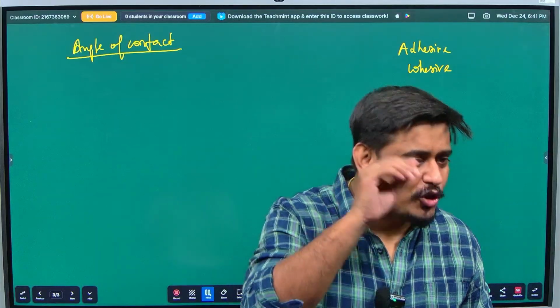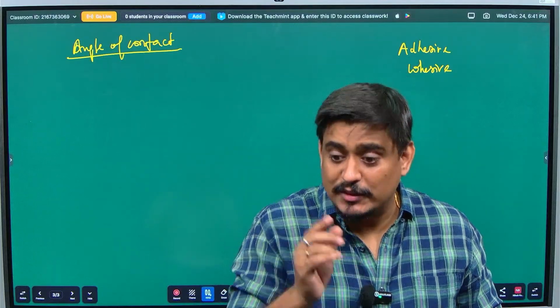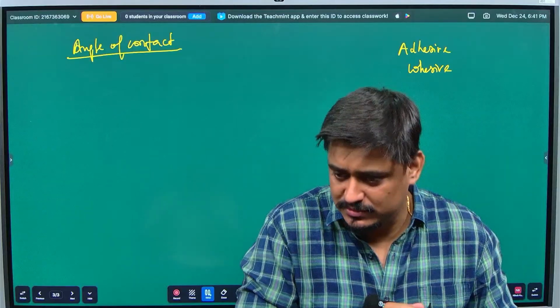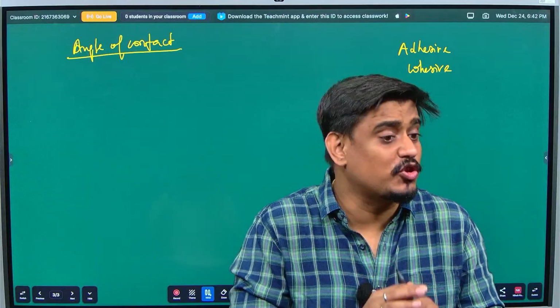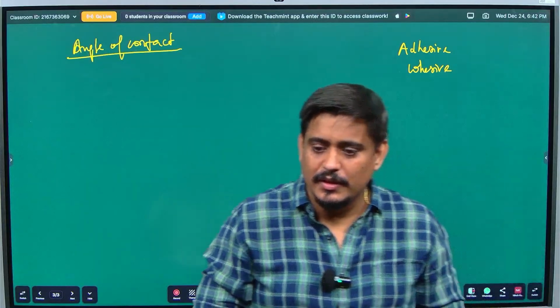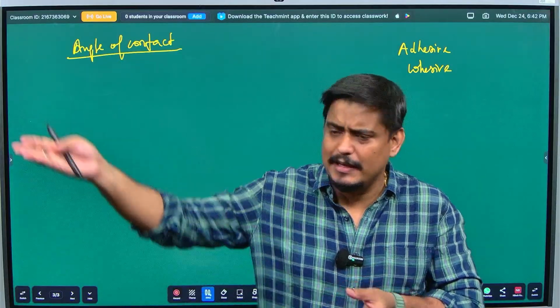If you are writing with chalk on the board, it is adhesion between chalk and the board. If you are sticking paper to another paper, it is adhesion because you are putting some Fevicol and sticking. Cohesion is shown by mercury. It won't stick on the wall itself. If you throw mercury on the wall, it won't wet it.